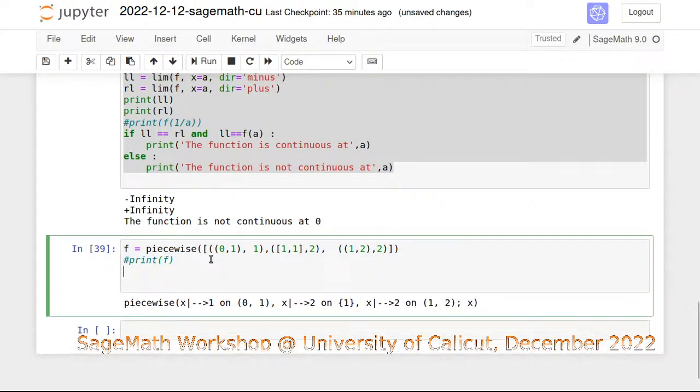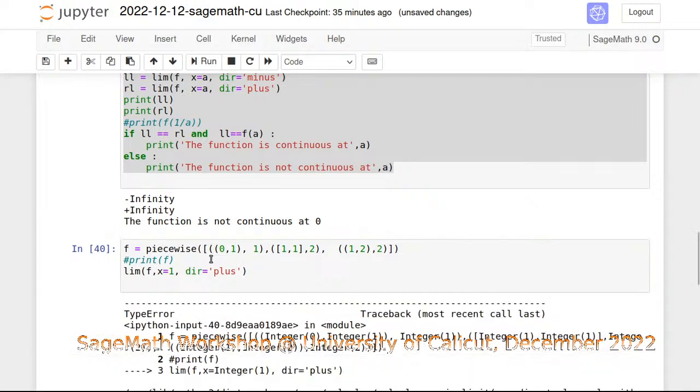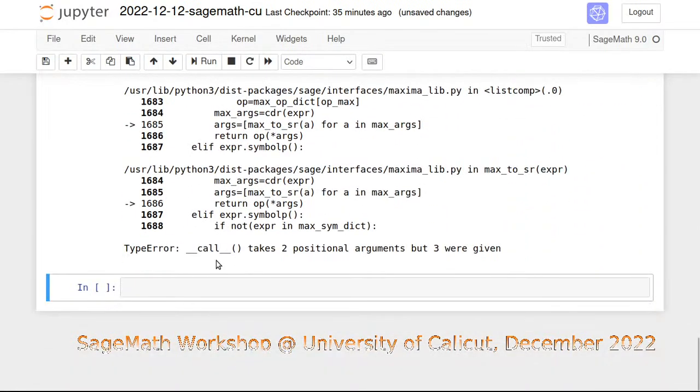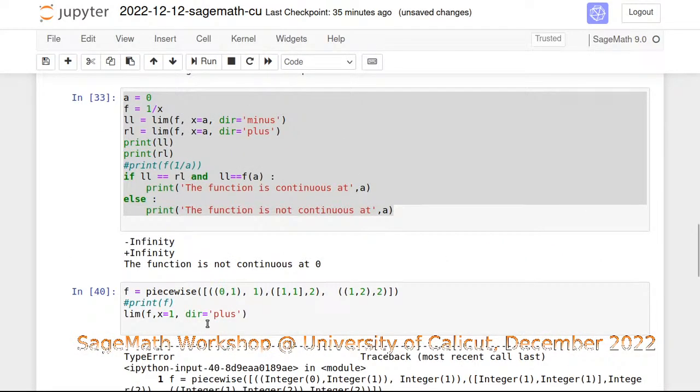Now I'm trying to evaluate the limit, if it's actually evaluating or not. Limit of f at x equal to 1 in the direction plus, from the right. From the right it's going to be equal to 2. What is this? f at x equal to 1.